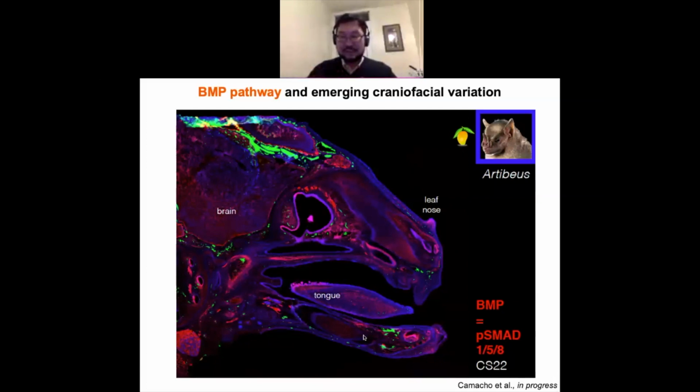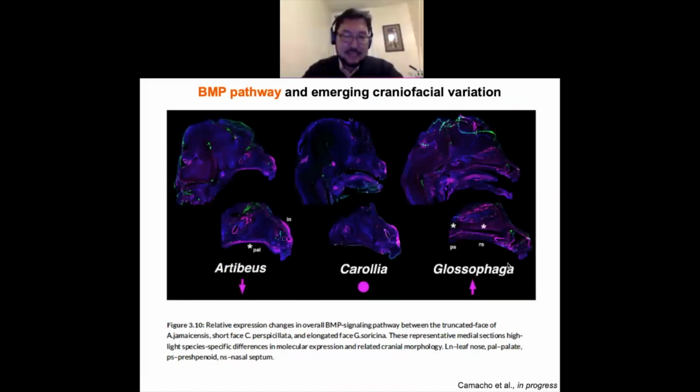To move even further, we wanted to understand which genes may be involved, and we looked at multiple signaling pathways which control cranial development. We found evidence that the BMP pathway is activated differently in different species of bats. I'm not going to get into tons of detail. We just found that in a more basal species, this is our baseline. In species which have very long faces, the BMP pathway was upregulated, whereas in the bats which have very short faces, this pathway was downregulated. So we have very distinct levels of BMP signaling in bats with faces of different lengths.